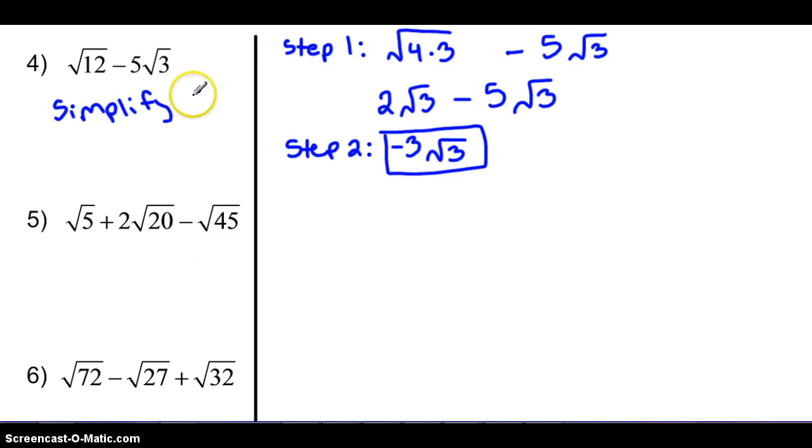Let's see if we can do the same thing for number 5 here. I have a square root of 5. 5 cannot be broken down any further, but 20 can. Okay, so again, step 1, I'm going to simplify first. And let's rewrite. So square root of 5 is the same, haven't done anything to it.